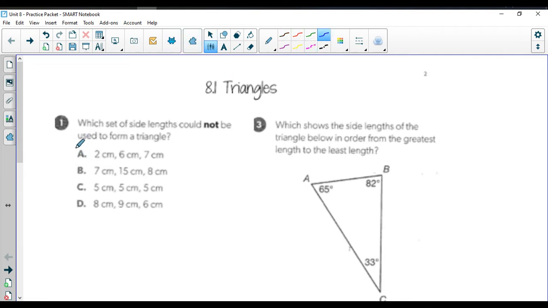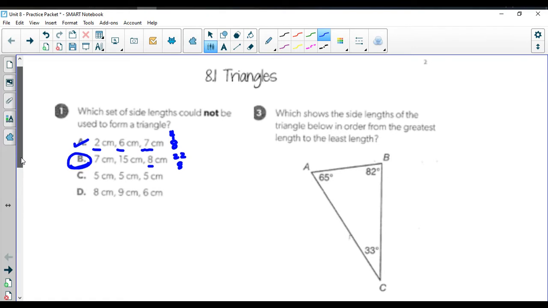Because I'm trying to figure out which ones could not be a triangle, I'm going to take the first two numbers, add and subtract, and figure out if that third number is in between. So 6 plus 2 is going to give me 8, and 6 minus 2 is going to give me 4. 7 is in between, so that one does work. 7 plus 15 is 22, and 15 minus 7 is going to give me 8. The third side is 8, so because it is that number right off the bat, we don't have to go any further. That's the one that is not going to work here.